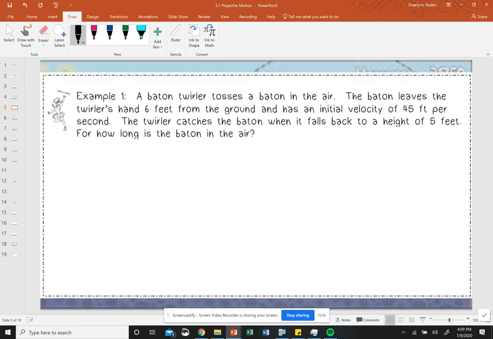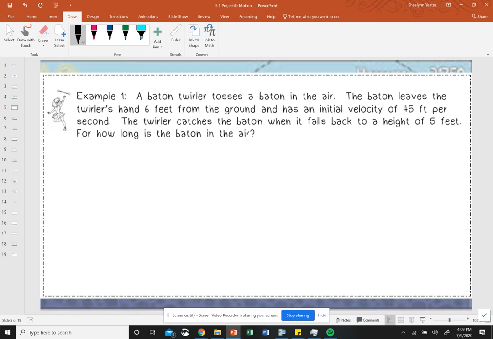Okay, so here's an example. A baton twirler is tossing a baton into the air. The baton leaves the twirler's hand 6 feet from the ground and has an initial velocity of 45 feet per second. The twirler catches the baton when it falls back to the ground at a height of 5 feet. For how long is the baton in the air?